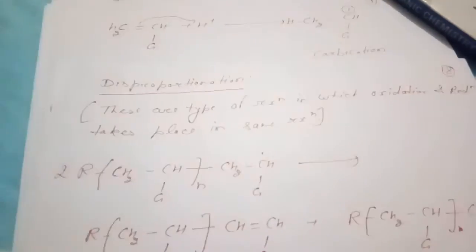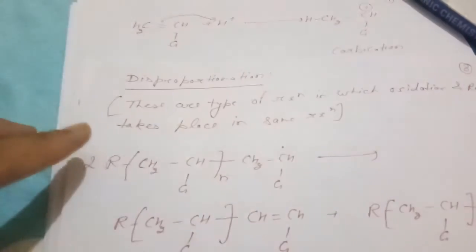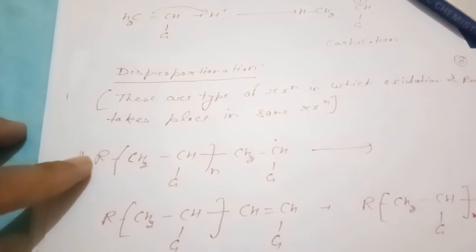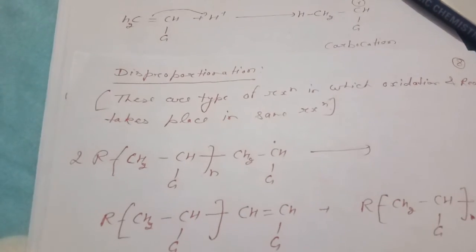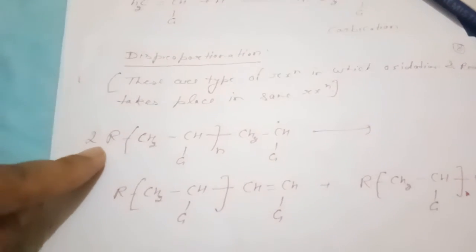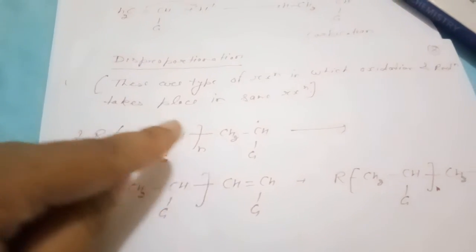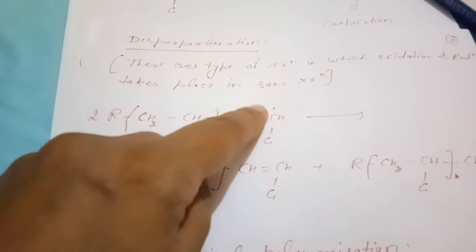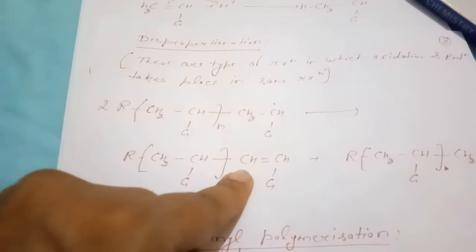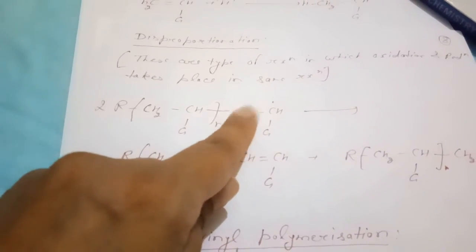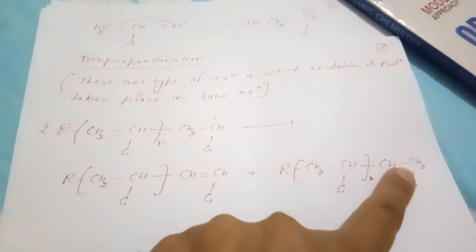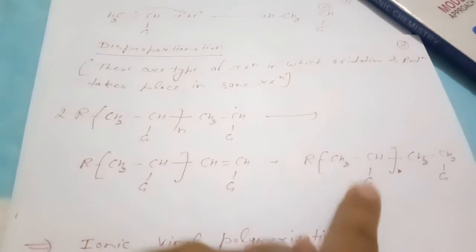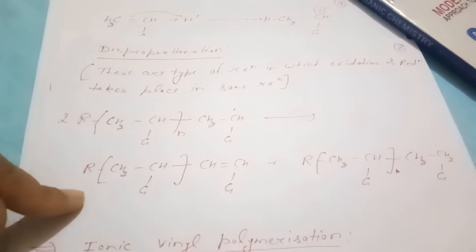Now, termination can also occur via disproportionation. Disproportionation reactions are those in which oxidation and reduction take place within the molecule. We can take two molecules of this. One H leaves from this and the electron pair forms a double bond here, and in the other molecule this H goes to the other molecule and combines to form CH2. Two molecules are generated. So this is the second way of termination of the polymerization reaction.